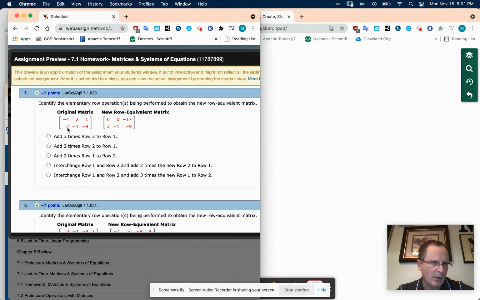Let's make sure this worked all the way across. 2 times row 2. 2 times 2 is 4, plus negative 4, 0. 2 times negative 1 is negative 2, negative 2 plus 2, 0. 2 times negative 19 is negative 18, negative 18 plus 1, negative 17. That's exactly what happened. All right. 2 times row 2, then add that to row 1, replace row 1 with that. Okay.